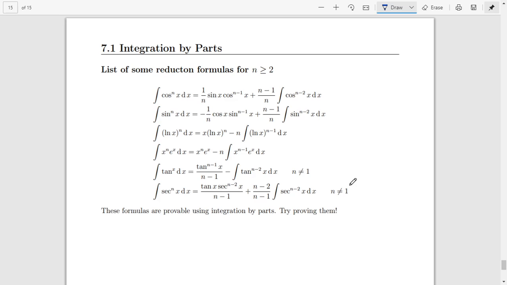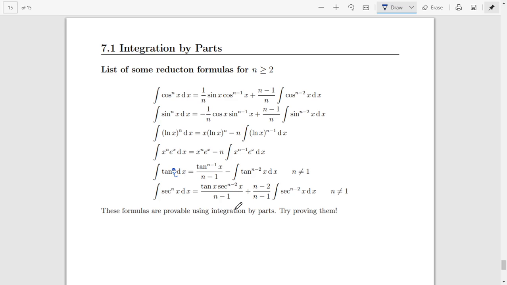Now look at this table here. This gives us a list of some reduction formulas for n greater than 2. This is the formula for cosine. It looks pretty much like sine except with the negative value here. And this is the sine, the one we proved already. This is for the natural log. This is for a function that will occur in this form, x to the power of n e to the x. You can use this reduction formula. Tangent to the power of n, x dx is equal to this. And secant to the power of n has this reduction formula.